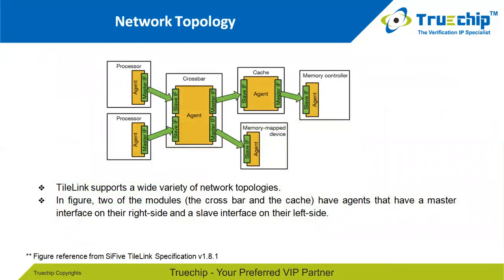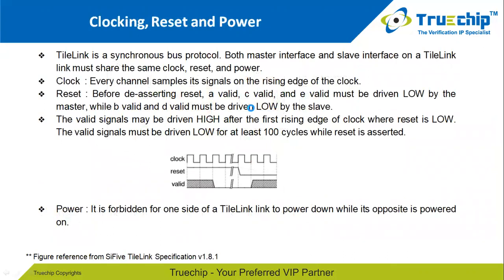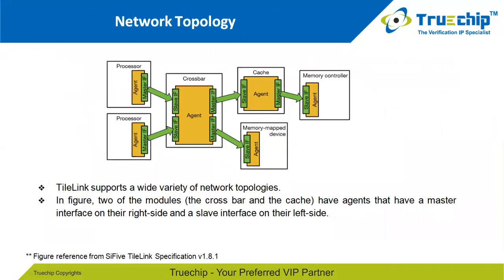TileLink supports a wide variety of network topologies. As you can see, there are 2 modules, a crossbar and a cache, that have agents with a master interface on their right side and a slave interface on their left side. So when we have multiple masters connected to multiple slaves, we'll be using the crossbar in between the masters and the slaves.